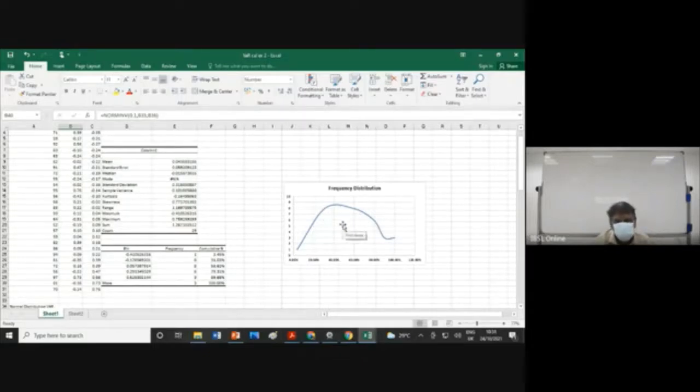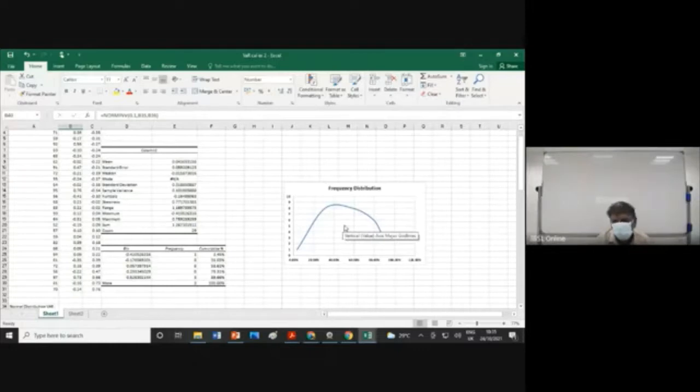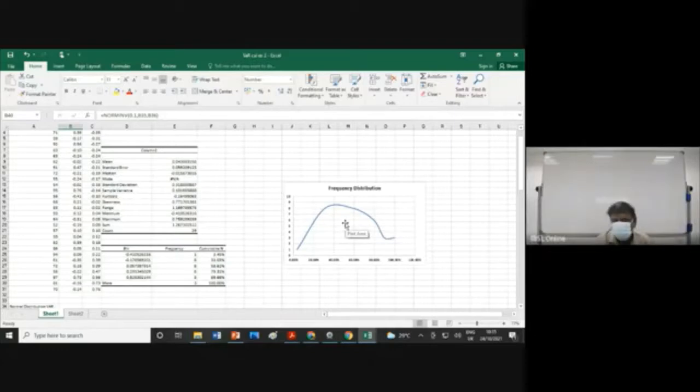Is this the normal distribution curve you see? What is the normal distribution curve? We use a special word for that. Symmetric. Bell-shaped curve. Yes, it's not bell-shaped. There's a skew, no? This part is right skewed, right? So you see, there's a positive skewness. So that is the reason.